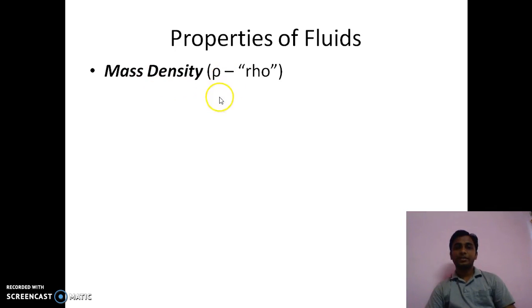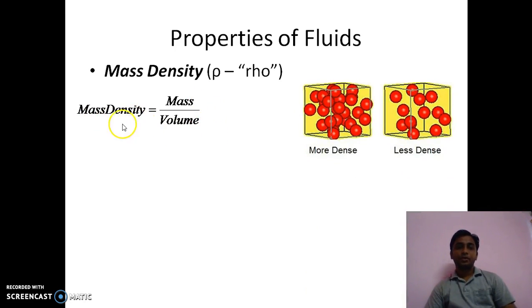Mass density is denoted by the Greek symbol rho, and it is defined as the amount of mass contained within a unit volume. So mass per unit volume is nothing but mass density. So we can say mass density relates the mass contained within a volume of a substance. Here we can consider two different cases.